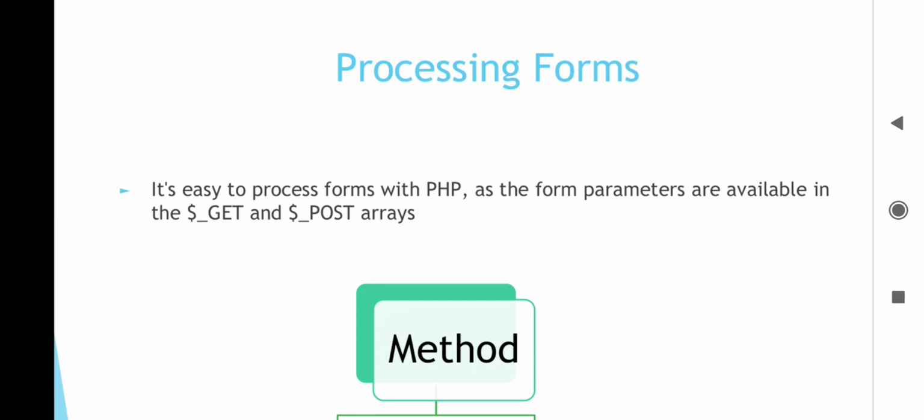So here we are using two methods. The first one is the GET method and the second one is the POST method. We are using these two methods. So what is the difference between them? What is meant by the GET method?